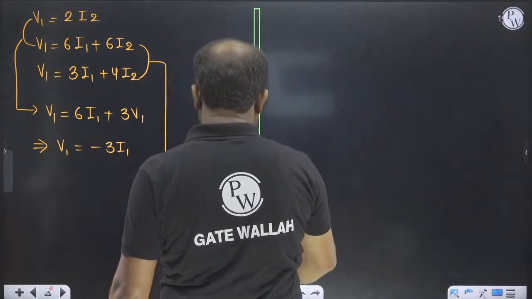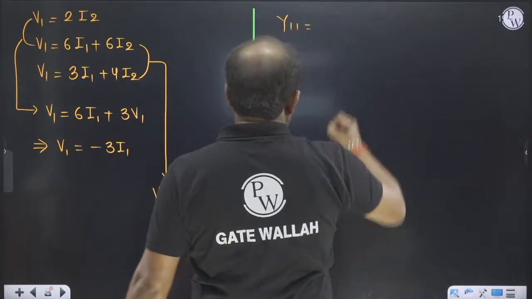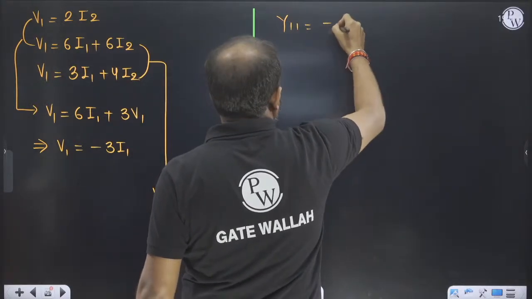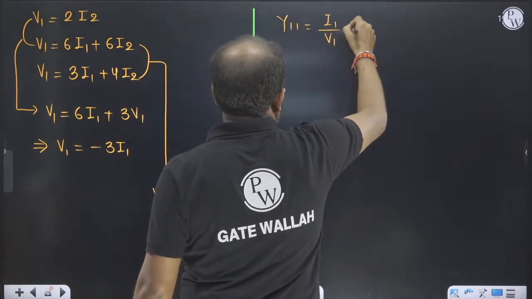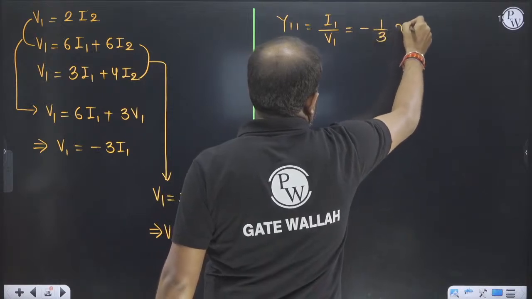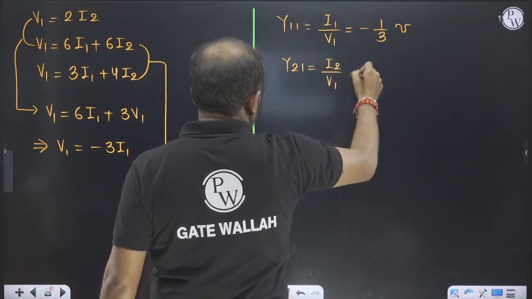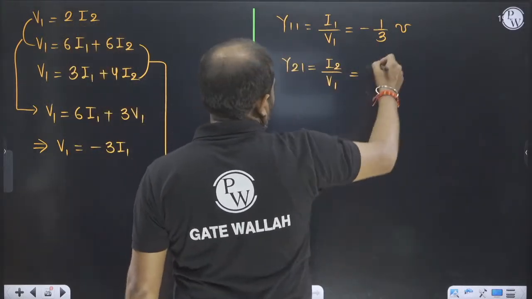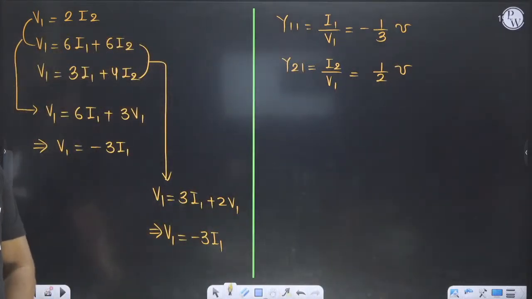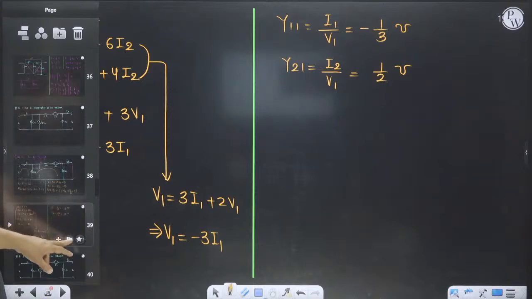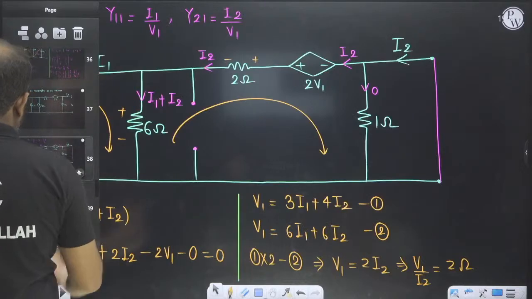So Y11 is equal to I1 by V1, which is minus 1 by 3, and Y21 is equal to I2 by V1. So it will be I2 by V1, which is 1 by 2. Then the second thing is, we have calculated this. Then we will go for the second case.